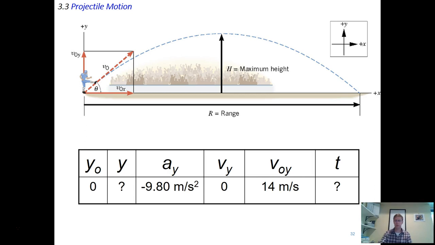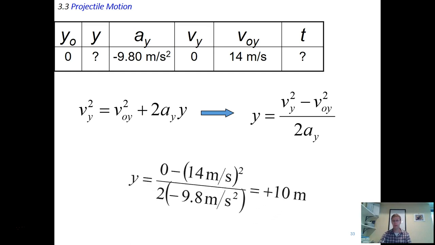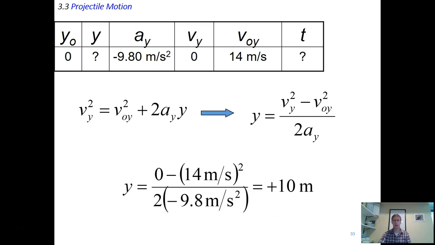So we identify our variables and we can actually solve using our third equation of motion, the one shown here. Final velocity zero, initial we just found, we know acceleration and we want to find the final position. Notice in here the initial position we defined as zero, so it's not in the equation as a result. So you can solve for the position, do the math, and you find that the maximum height it reaches is 10 meters above the ground. Boom, box worthy.